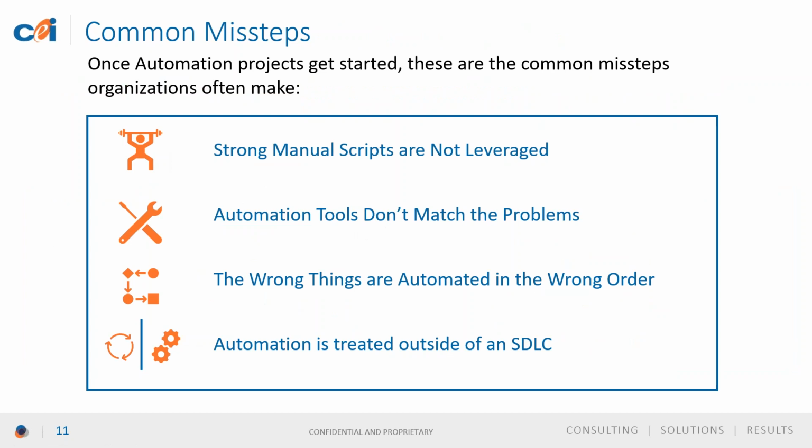There are some common missteps the organization often makes once the automation projects get started. So first thing is strong manual scripts are not leveraged. Automation scripts are best when they are based on proven manual test scripts. Too often, organizations start over instead of leveraging the well-proven manual tests that they already have.